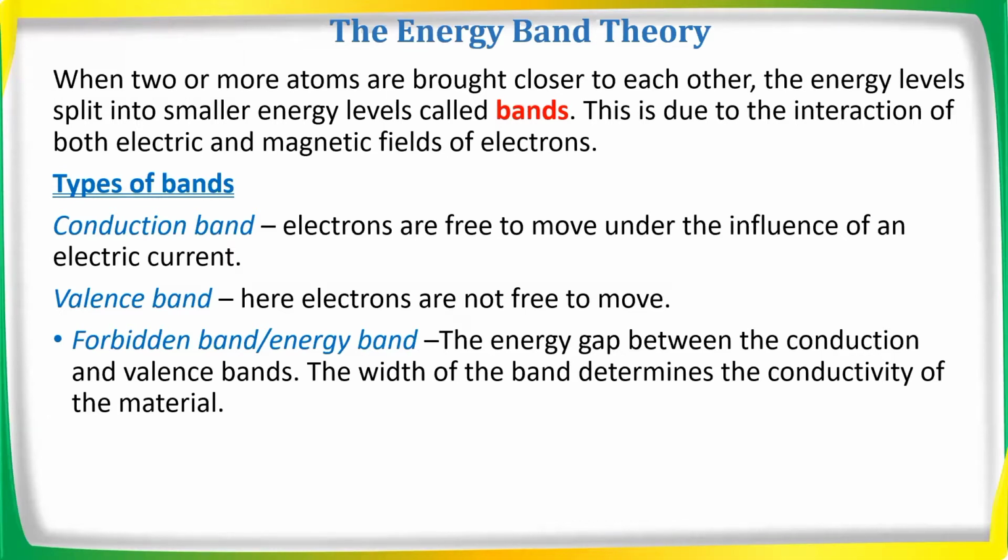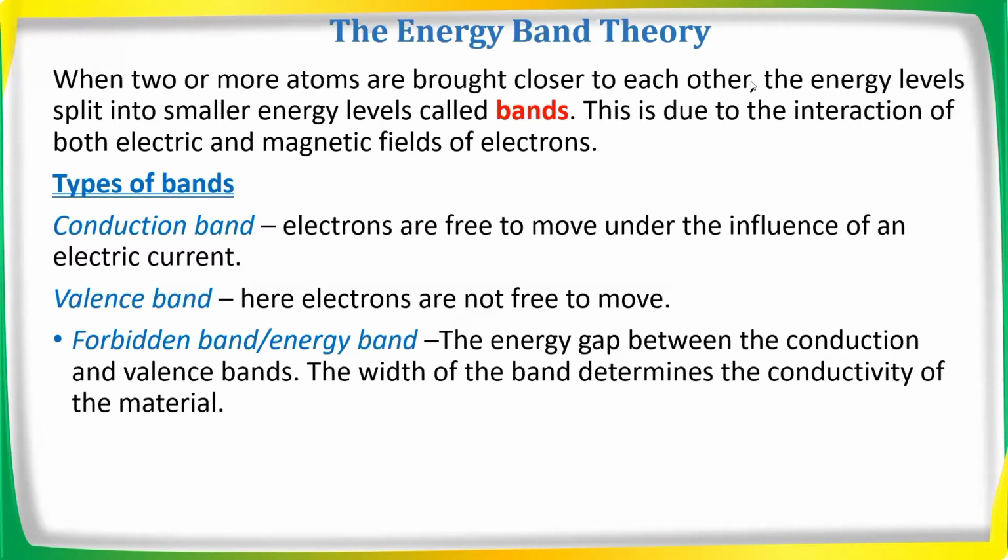And that is because of the interaction of the electrons in terms of electric and magnetic fields. Now we have three different types of bands. It will split into three energy bands, smaller energy levels which we call bands. We have a conduction band, we have a valence band, and we have a forbidden band. For the conduction band, the electrons are free to move under the influence of an electric current. That means we have free electrons that will be moving in the conduction band.